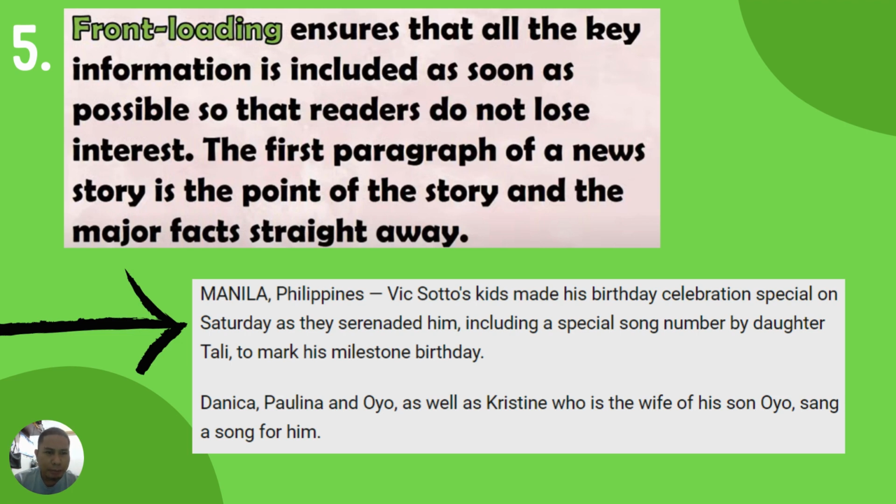So the first paragraph of a news story is the point of the story and the major facts straight away. So there you will see the important details in the first paragraph. Okay? So we have an example here. "Manila, Philippines. Vic Soto's kids made his birthday celebration special on Saturday as they serenaded him, including a special song number by Dr. Tali to mark his milestone birthday." So you're going to find the front loading at the first sentence and the first paragraph of the column in the news. Okay? So I hope you understand the five characteristics of journalistic writing.